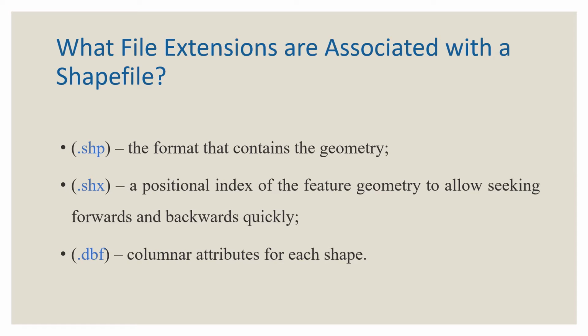Then we have .dbf. It is a database table file that contains feature attributes with one record per feature. So it is a one-to-one relationship between geometry and attributes, based on record number. Attribute records in the DBF file must be in the same order as recorded in the main file.